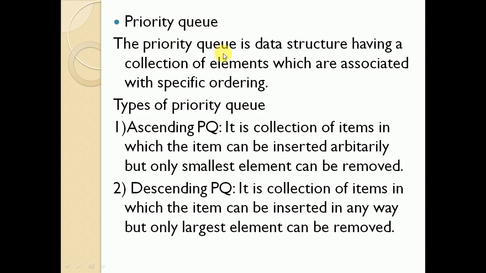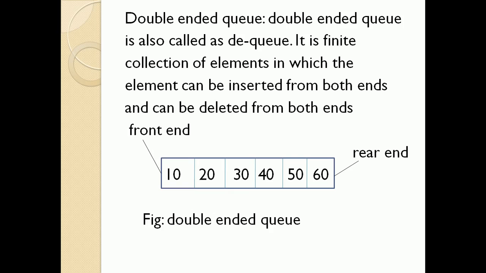The next type is a priority queue. A priority queue is a data structure having a collection of elements which are associated with a specific ordering. There are two types of priority queues: ascending priority queue and descending priority queue. An ascending priority queue is a collection of items in which elements can be inserted arbitrarily, but the smallest element is removed first. In a descending priority queue, items can be inserted in any way, but only the largest element is removed first.